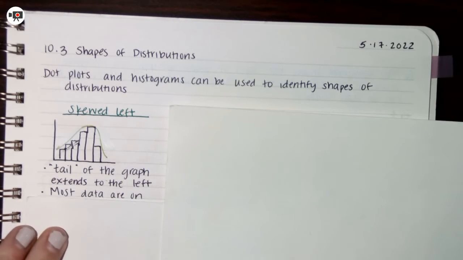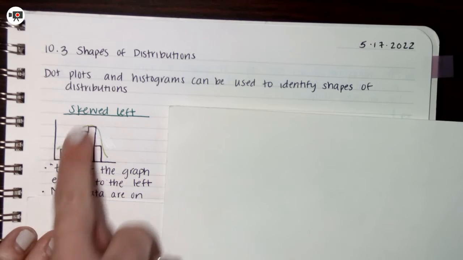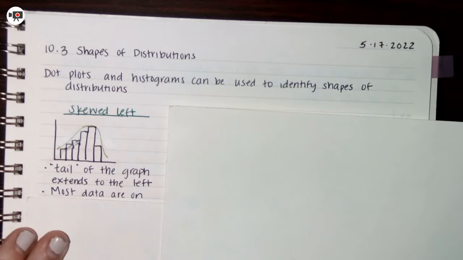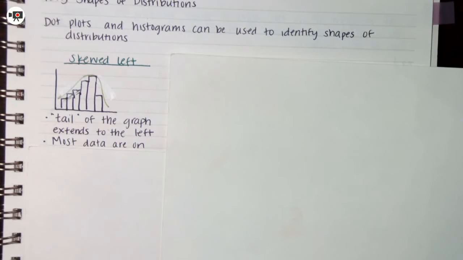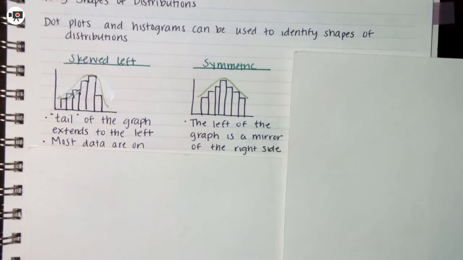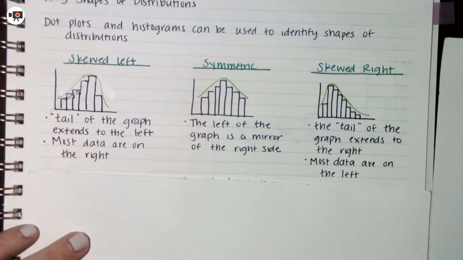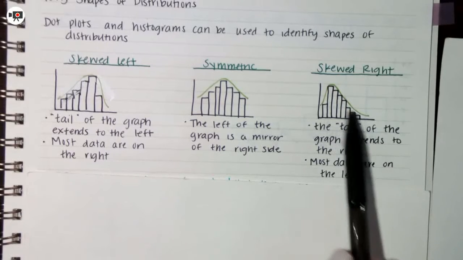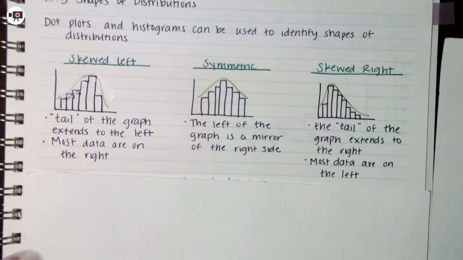They can be skewed left, so that means that there's a tail, that would be this side. It extends to the left, and most of the data would be on the right side. Then we have symmetric, and that is where the left side is a mirror of the right side. And we have skewed right. That is where the tail extends to the right and most of the data is on the left.